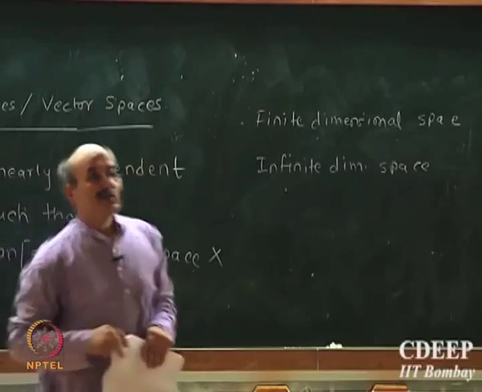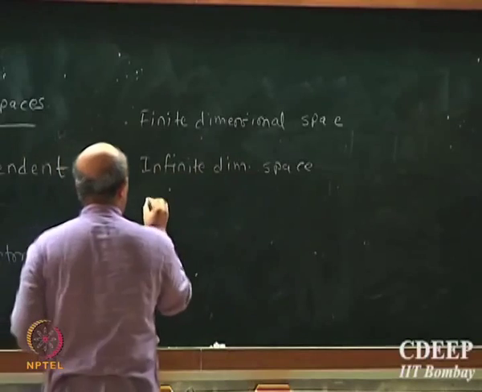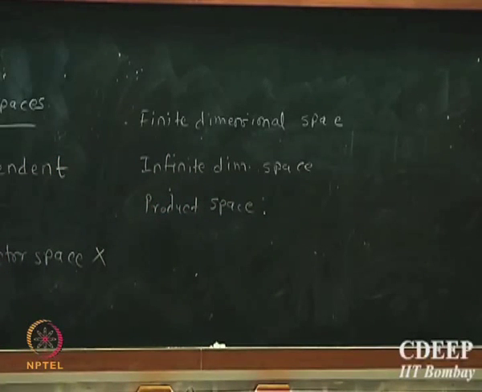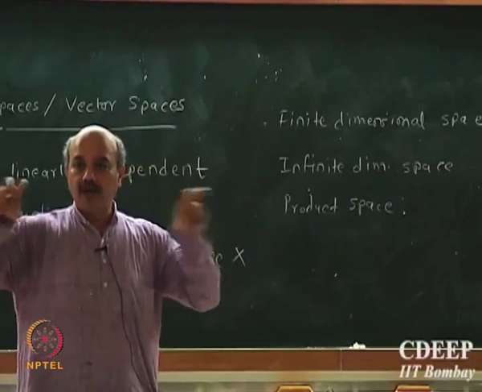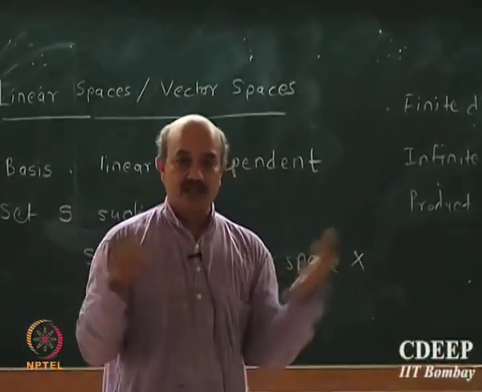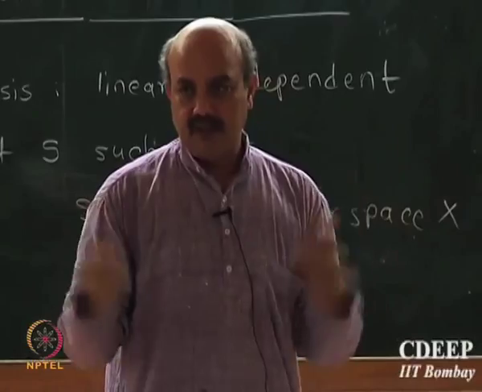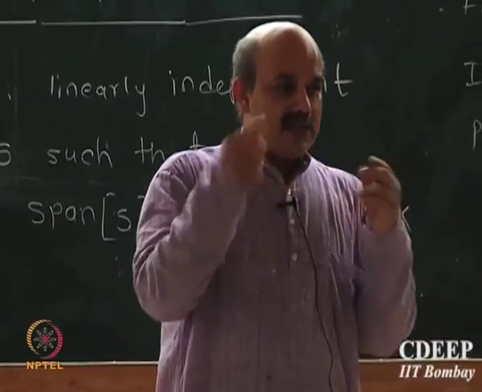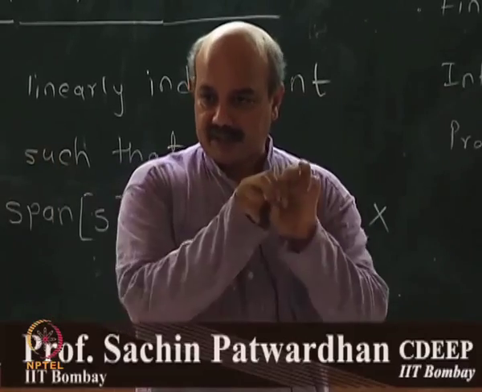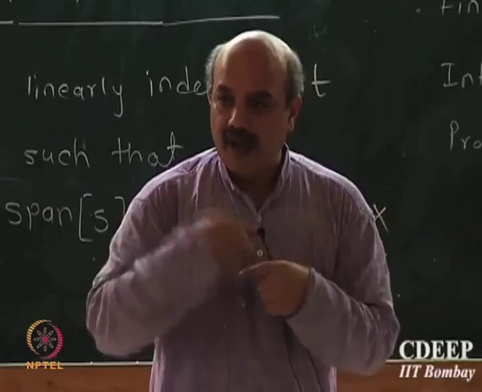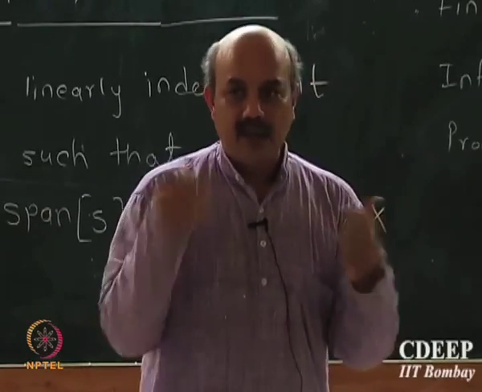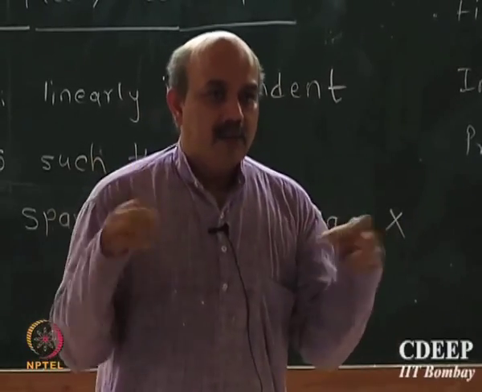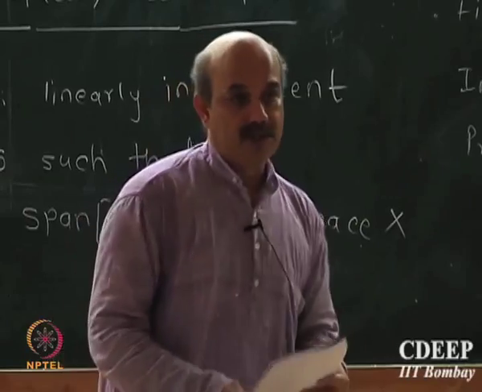We need to introduce one more concept, which is called a product space. A product space is composed of two vector spaces. I can create a new vector space by combining two or more vector spaces. The simplest example of a product space is Rn, where R is a one dimensional vector space, a line, and I can create R2 by R cross R, R3 by R cross R cross R, and so on. Likewise, I can create a vector space by merging two or more vector spaces. Those are called product spaces.